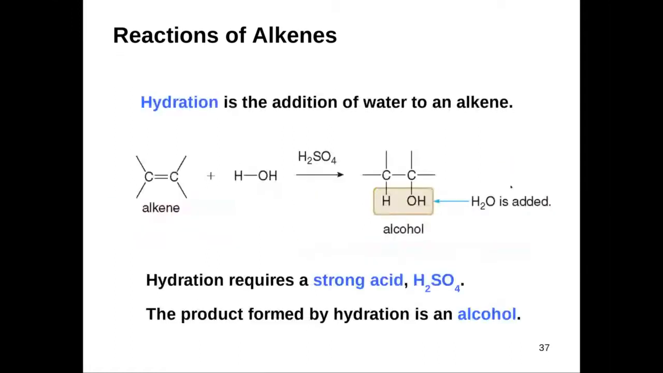And again, this is in the presence of a strong acid. In this case, we're looking at sulfuric acid, H2SO4. So we react this alkene with water, HOH, H2O, and it produces an alcohol. So with the strong acid present, when we react water with our alkene, we attach a hydrogen and a hydroxyl group, thus making this an alcohol.